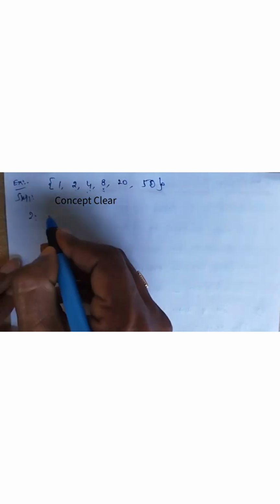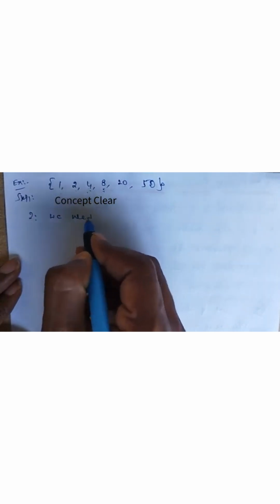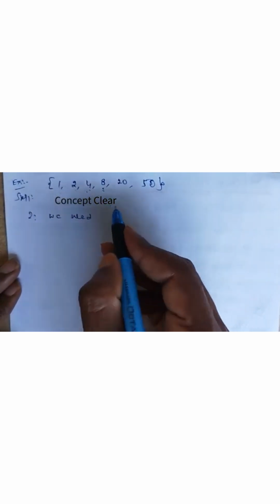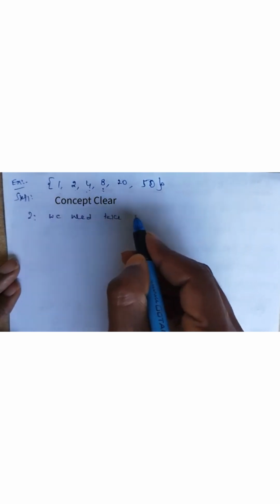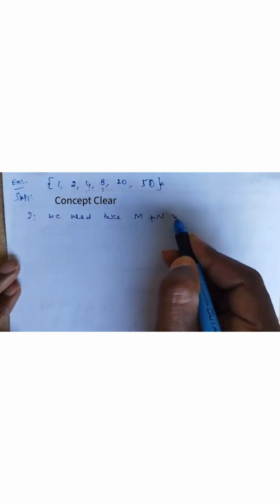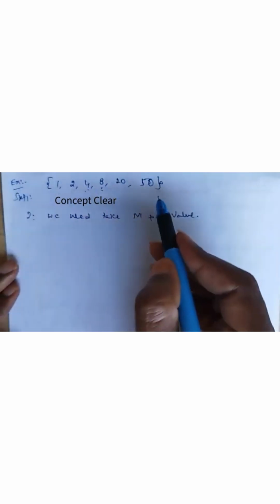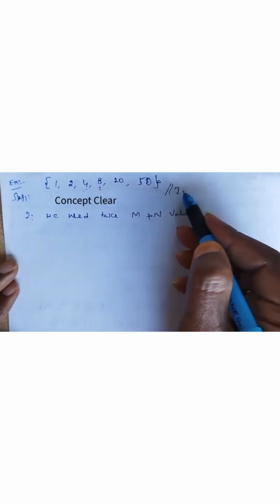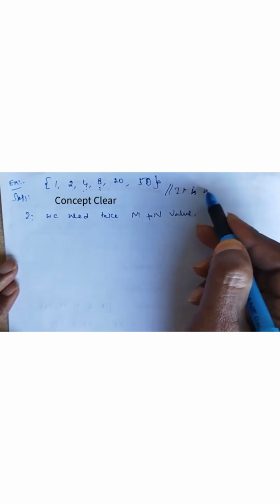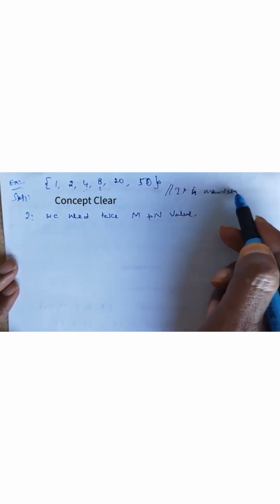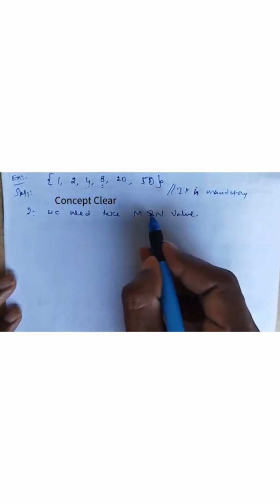Step 2, we need to take m and n values. Okay, and this is the first step. It is mandatory to take this type of values, otherwise it won't give proper results. Okay, clear? And we need to take m and n value. How to take the m and n value?